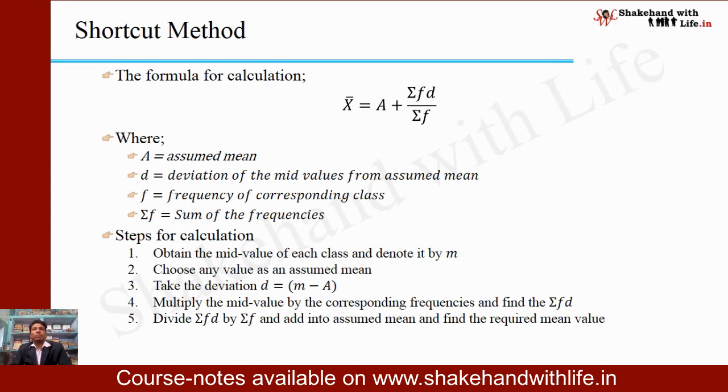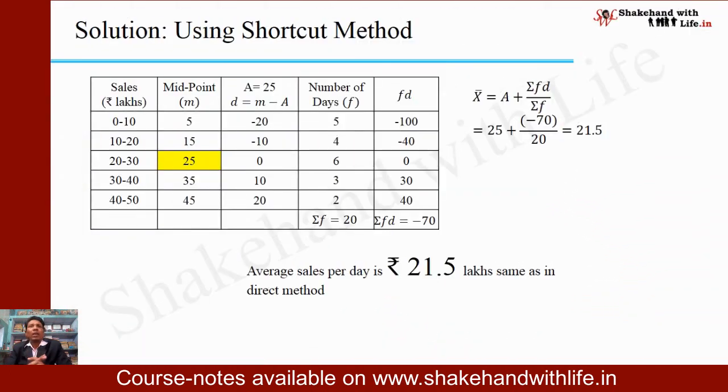So how would you calculate the mean value using shortcut method? Here you need to arrange the data. The same problem is here. First you need to arrange the data in this way. In the first column, the sales shown in the data as a class interval. Then you need to find the midpoint, and then you find the assumed mean. As here assumed mean is 25, a is equal to 25. You can choose any value as an assumed mean by your choice, but you need to find the deviation from the assumed mean for each mid value.